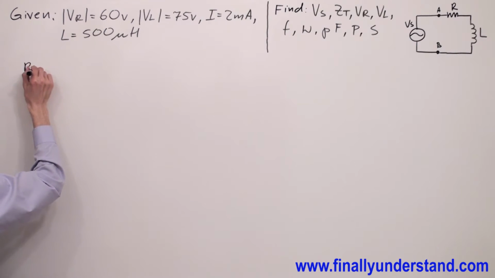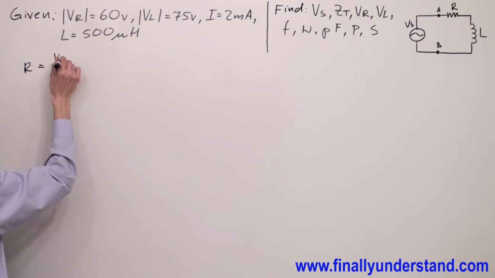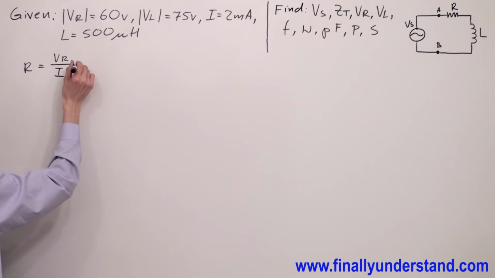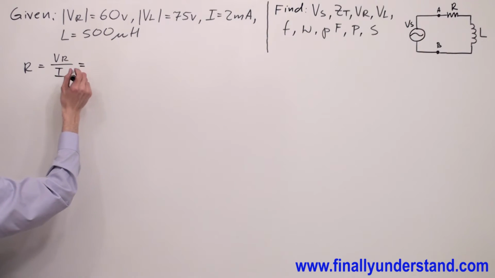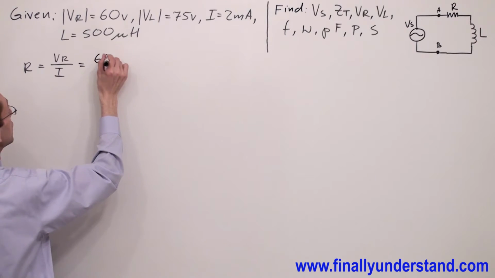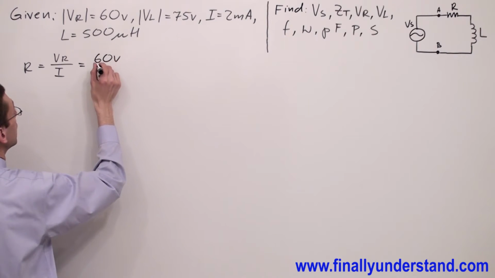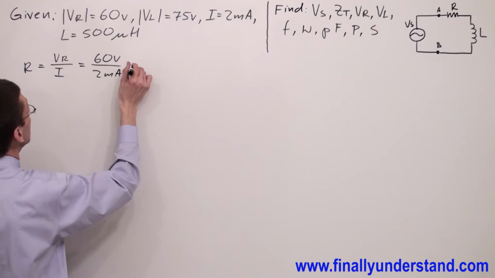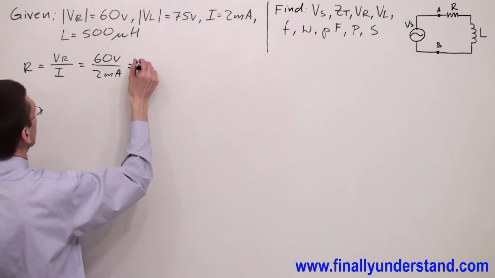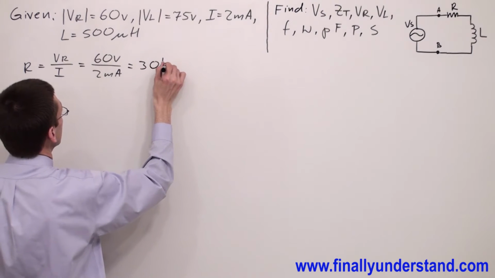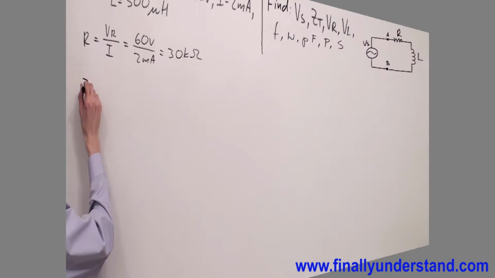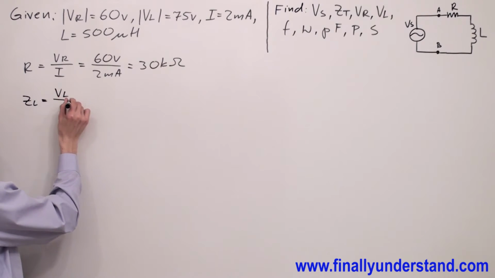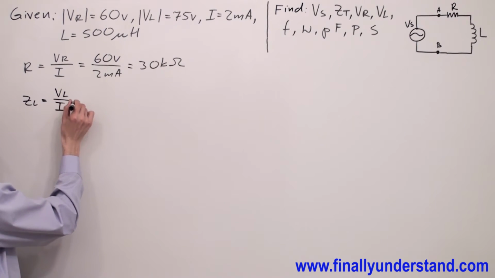So R is equal to VR over I, which is equal to 60 volts over 2 milliamps. This is equal to 30 kilo ohms. ZL is equal to VL over I.